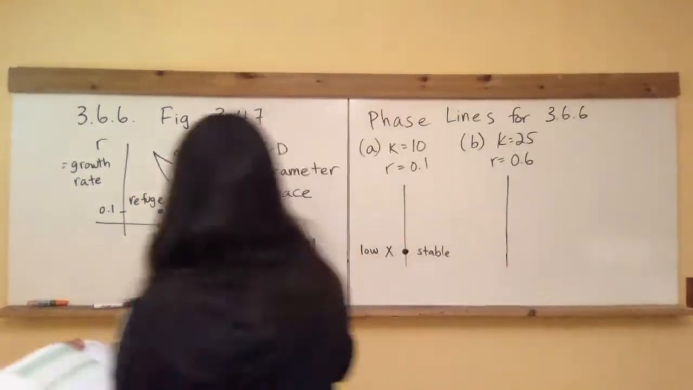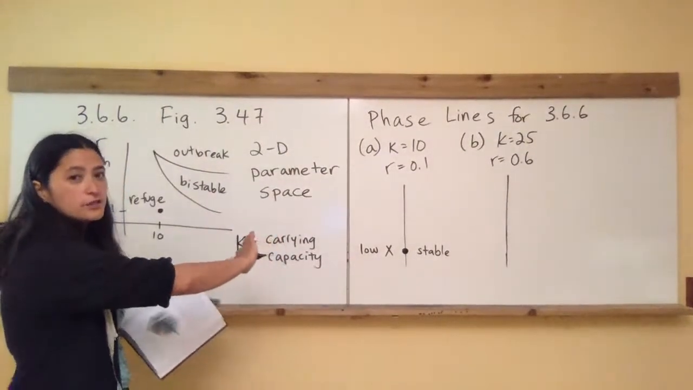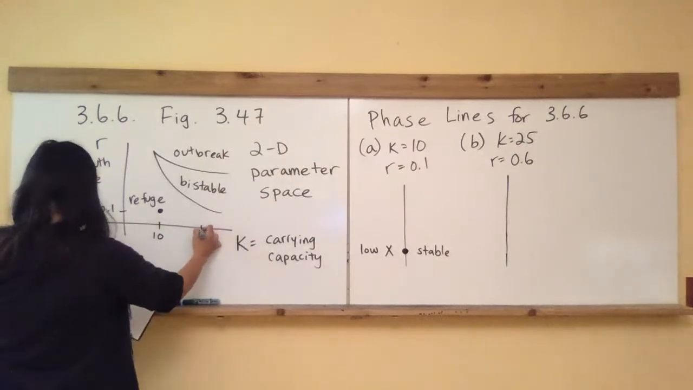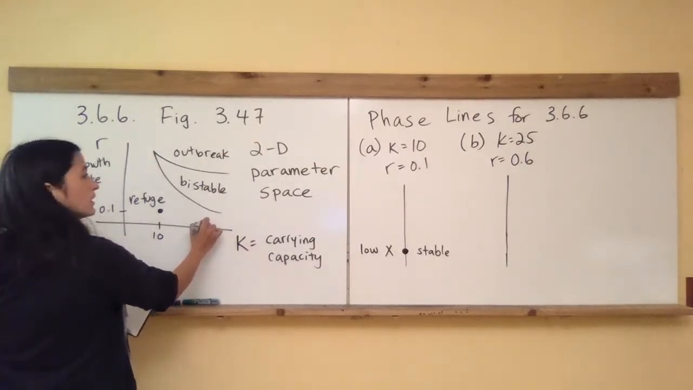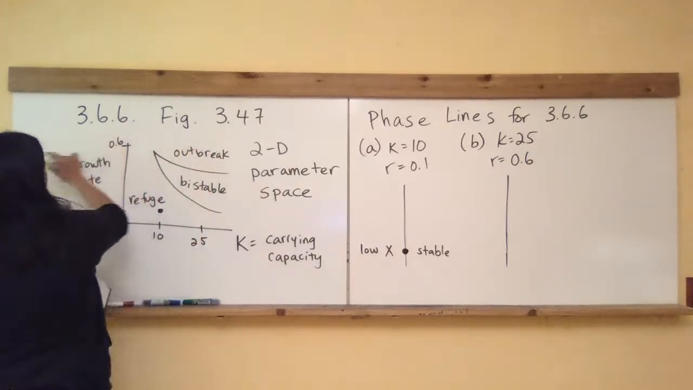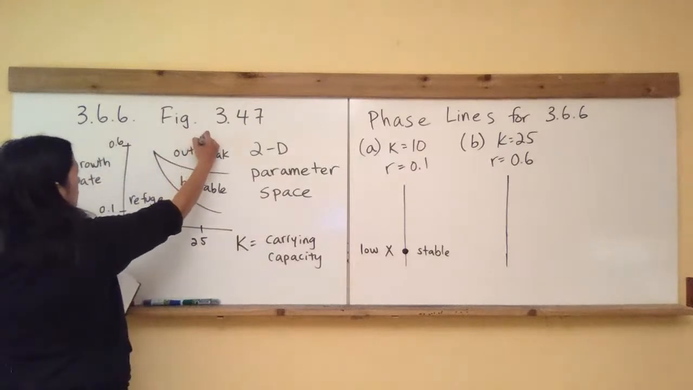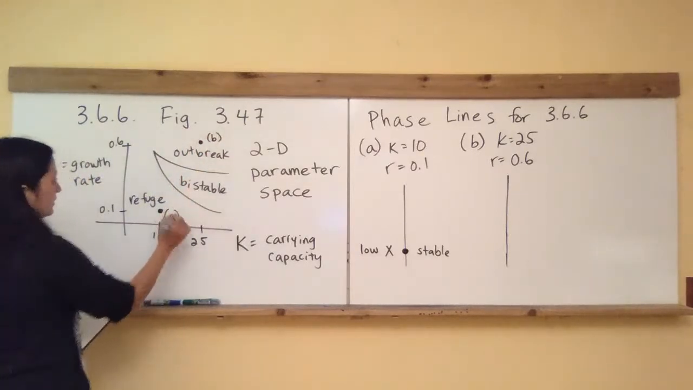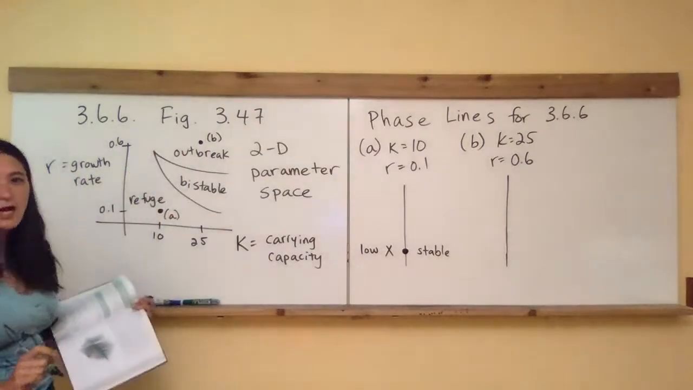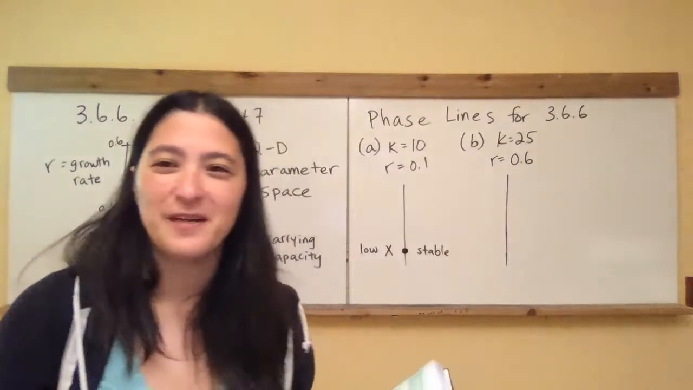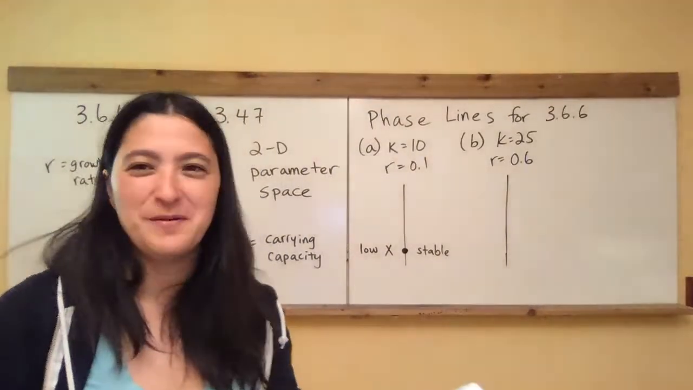If I just follow along with the figure in the book and it shows the tick marks, looks like k equal to 25 is around here. And then it goes all the way up to r equal to 0.6, which is up there. And so here's our point for part B, all the way up there in the outbreak region. Right. And several people have said outbreak. Somebody had a typo and it says put break.